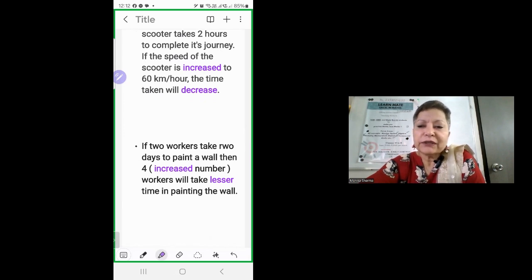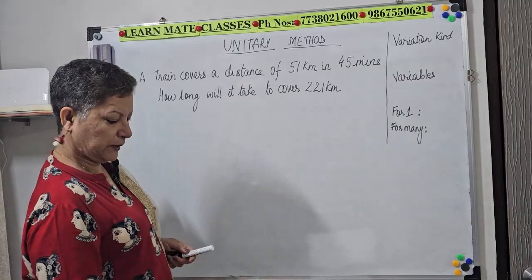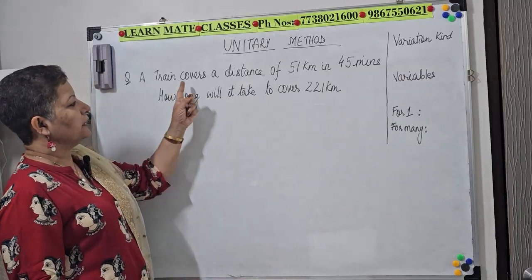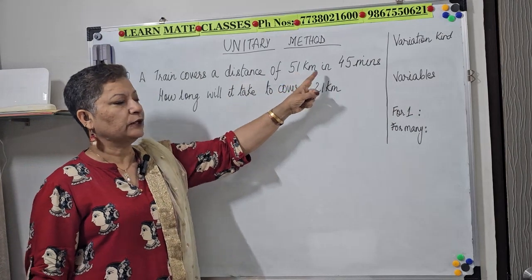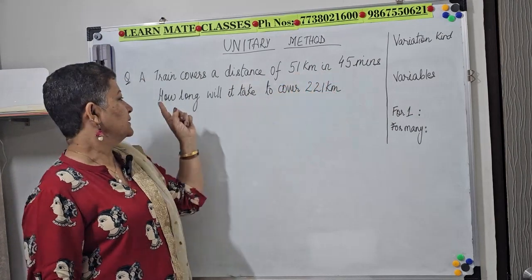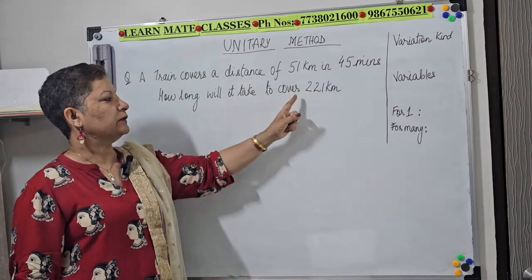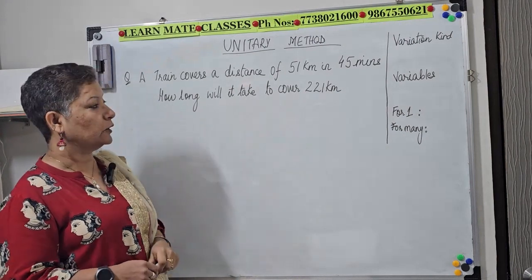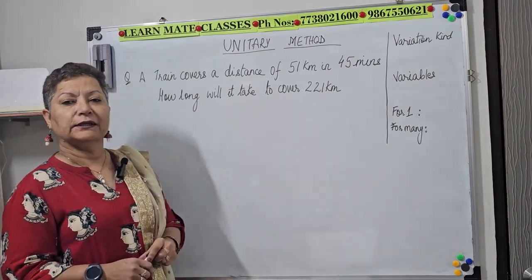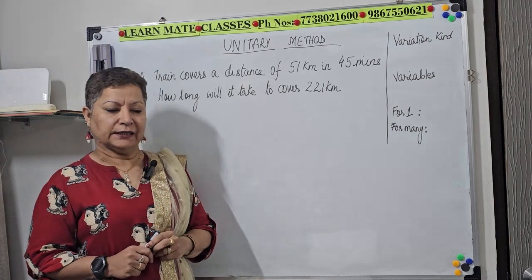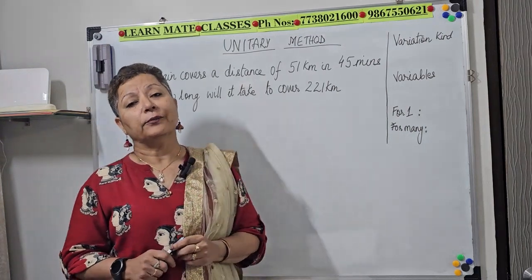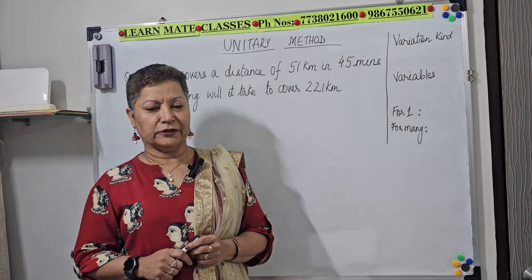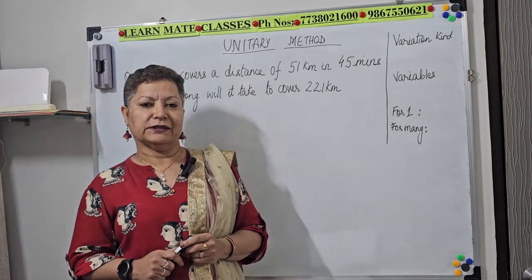Now I'm just going to be doing a few questions on the board for you. So you can see this question on the board. A train covers a distance of 51 kilometers in 45 minutes. How long will it take to cover 221 kilometers? First of all, whenever we get a question like this, we need to identify whether it is a case of direct variation or it's a case of inverse variation.